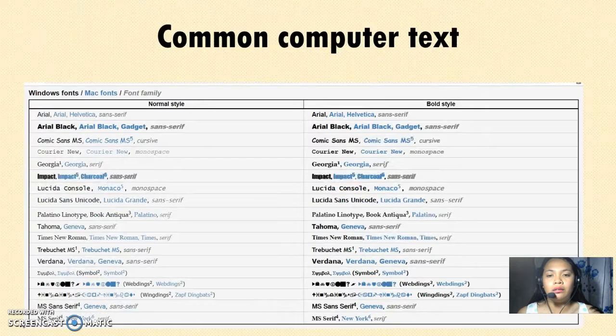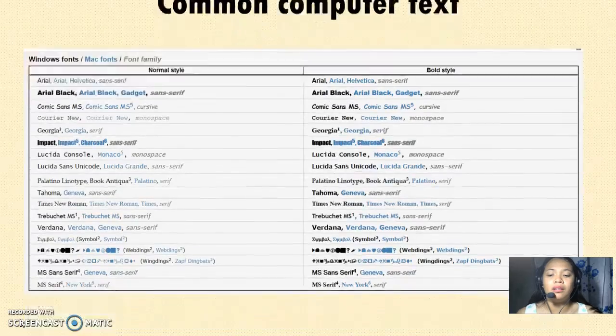So there are common computer fonts. So we have here some of the common computer fonts, which are Arial, Comic Sans MS, Georgia, Impact, Lucida Console, Lucida, and many more. In bold style, we have the Arial Black, the Comic Sans MS, the Georgia, the Serif, and Verdana, and Symbol.